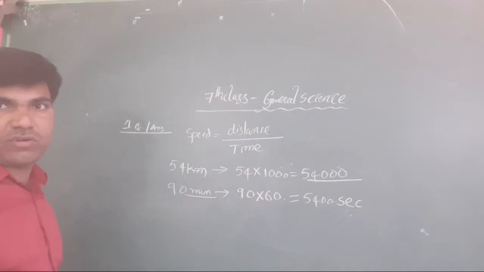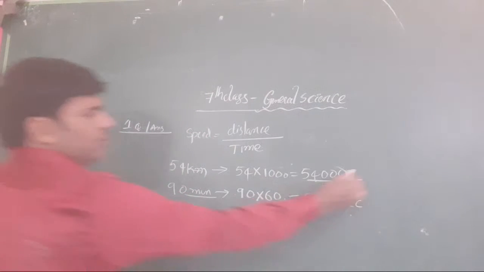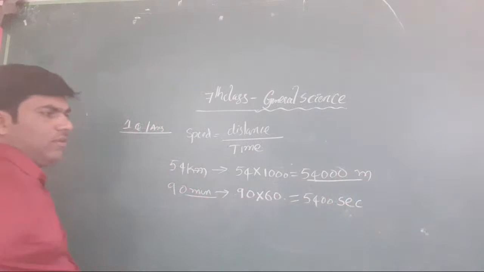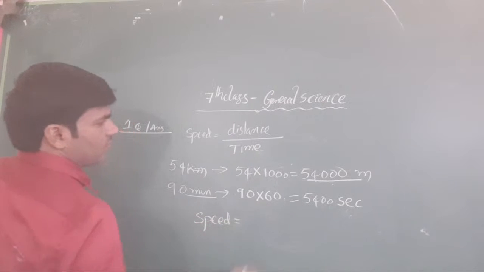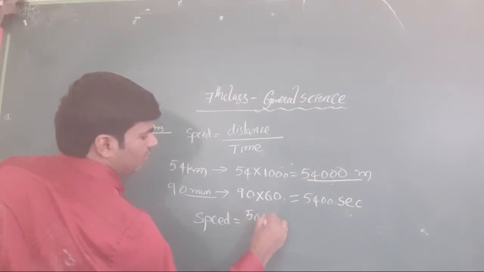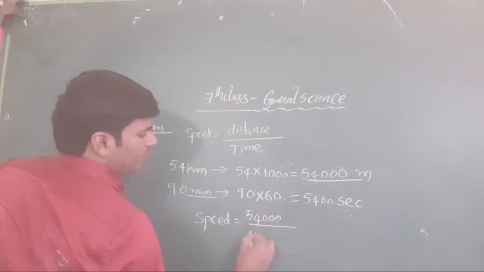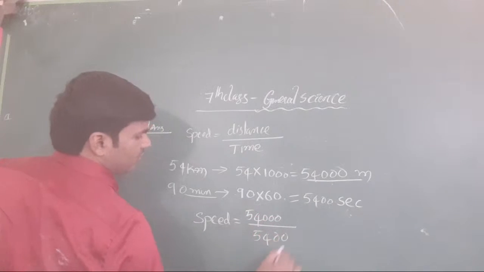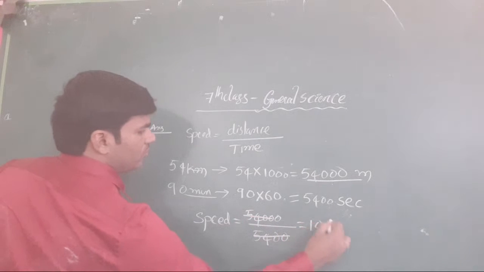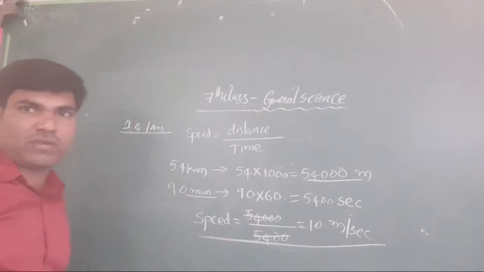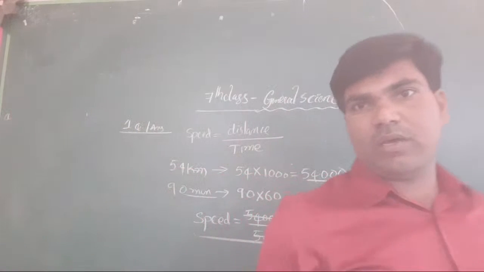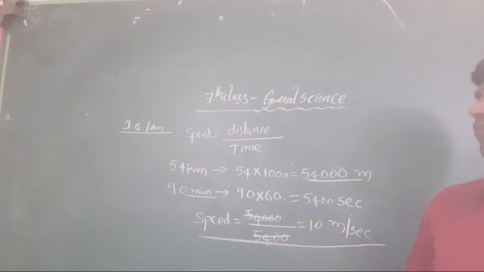Clear or not? Now the distance is in meters and the time is in seconds, so automatically speed is equal to distance by time, which is 54,000 by 5400. This is equal to 10 meters per second. This is only our first question answer. Next, here.